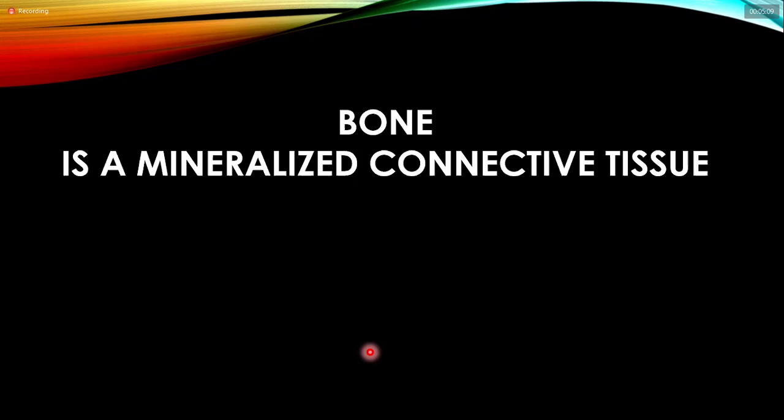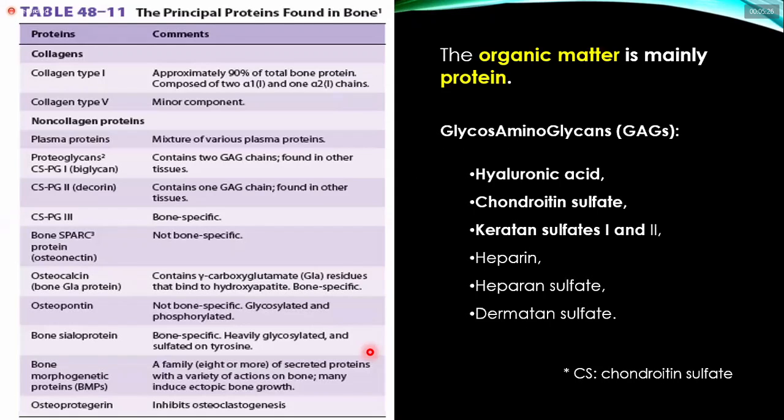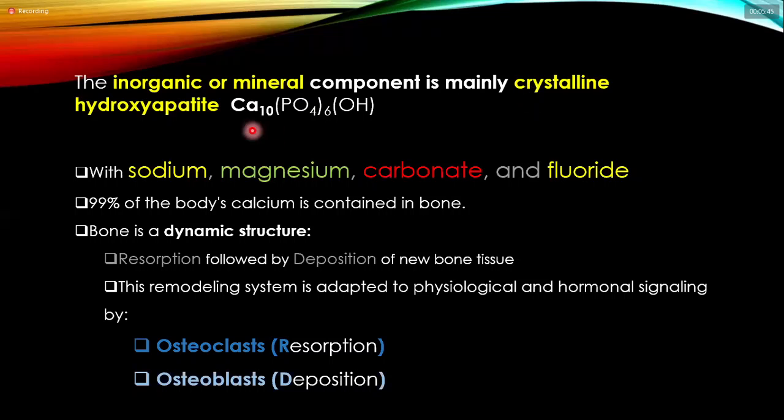So the bone itself is known as mineralized connective tissue. Basically it's a tissue with minerals, and these minerals are accumulated in that tissue in order to have this rigid structure, in order to have enough support for the body. So again, from the biochemical point of view, the bone consists of 2 major components. The first is the organic matter, which is mainly proteins. And the second is the inorganic or mineral components of the bone.